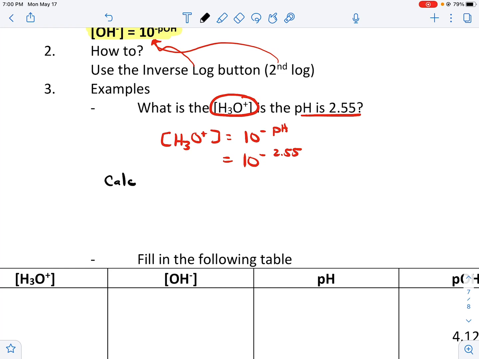The first thing that you're going to do is hit second log. All right, and the button that should show up there is like a 10 to the X for most of you. It might be like a little 10 to the caret looking thing. Then you're going to hit the negative sign, not subtraction, then 2.55. All right, then hit equals. That should give you your answer.